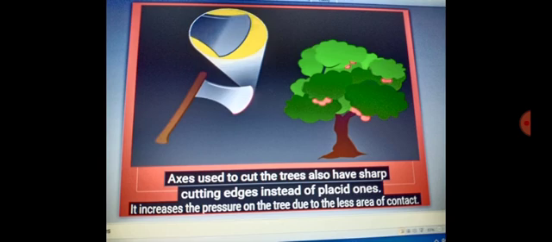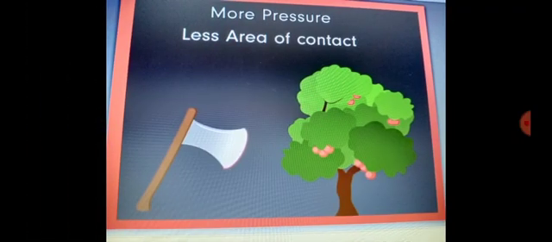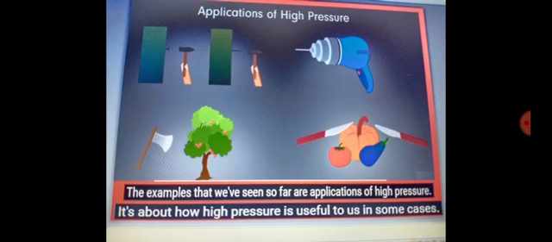Axes used to cut trees also have sharp cutting edges instead of flat or blunt edges. It increases the pressure on the tree due to the less area of contact. Less area of contact, more pressure, so it easily cuts. So, these are the examples we have learned for application of high pressure in our daily life.